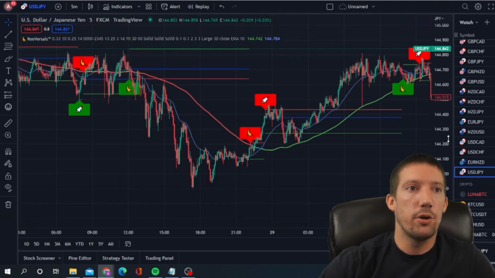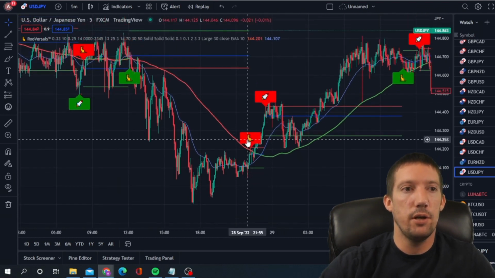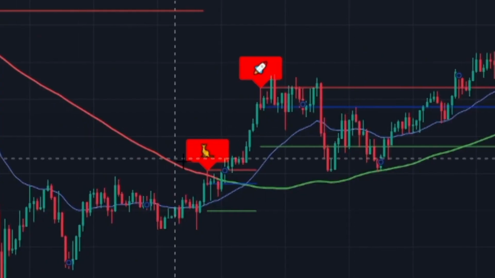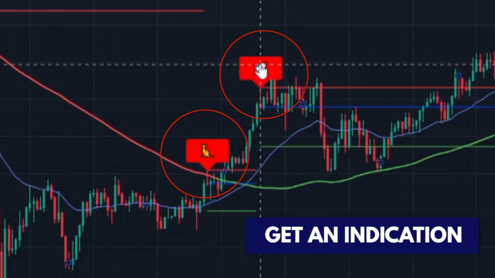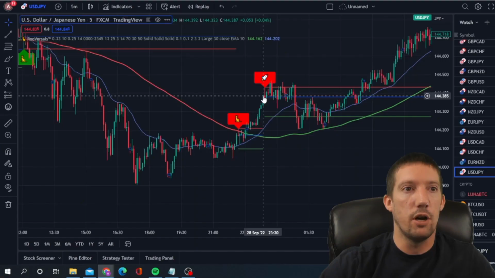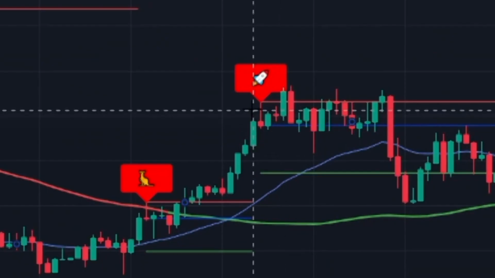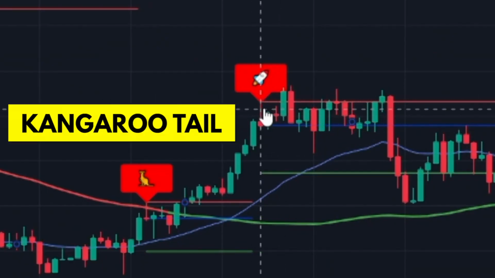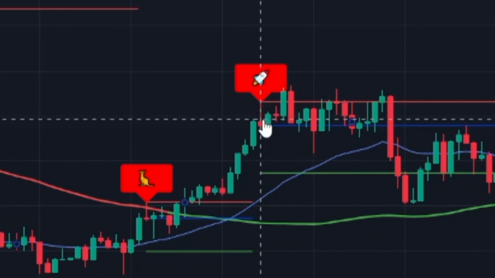But I'm just going to go through here and we're just going to analyze. So basically, the way that you trade, okay, is you're going to get an indication. Let's say we're right here, it's coming up, and this little indicator goes off. What that means is that there is a kangaroo tail right here, and what this is saying is that you should take a sell.